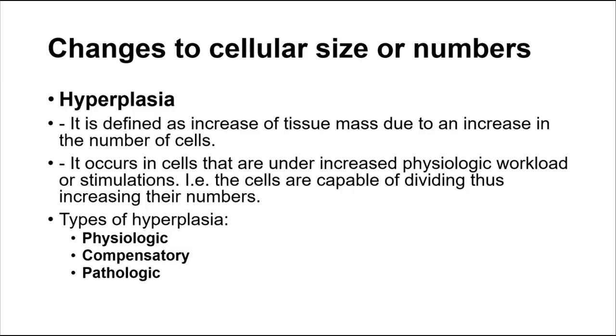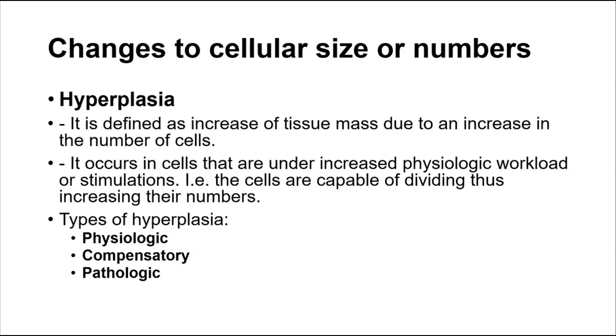When we say compensatory hyperplasia, the great example for that is the bodybuilder, because of the increased workload, our muscle will tend to increase. Oh no, this is the hypertrophy. That's hypertrophy. The great example of hyperplasia, for example, is our liver.